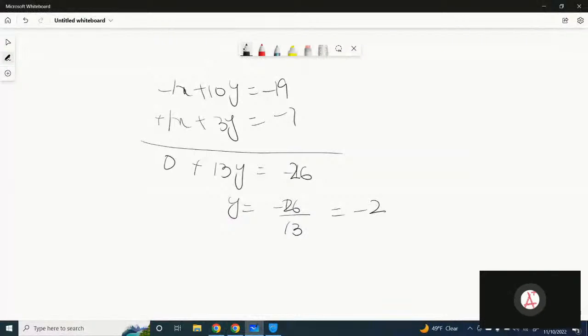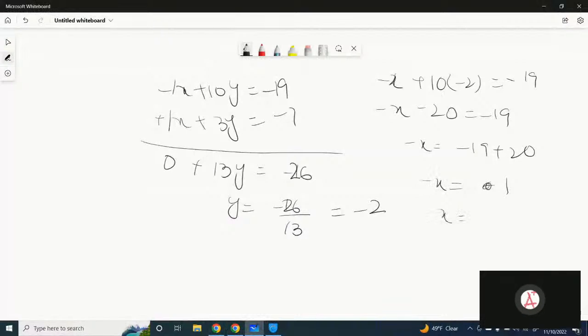Put y equals negative 2 in any of the equation and you will get the value of x. Let's suppose I'm going to put the value in equation 1. Negative x plus 10 times negative 2 equals negative 19. So it would be negative x, 10 times negative 2 is minus 20, equals negative 19. Negative x equals negative 19 plus 20. 20 minus 19 is 1. So negative x equals 1. So x equals negative 1. So the values are negative 1 and negative 2. Got it?